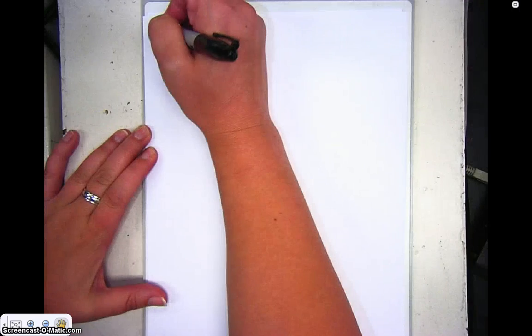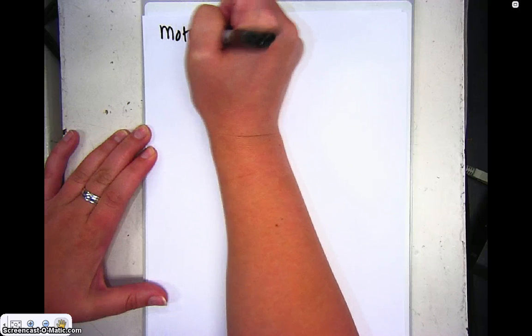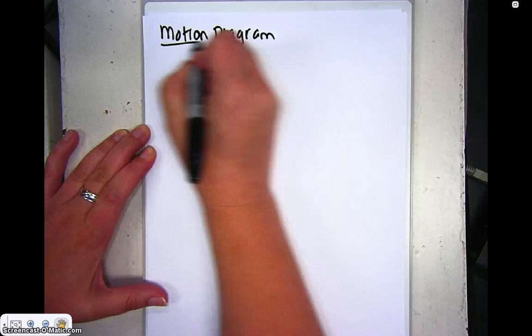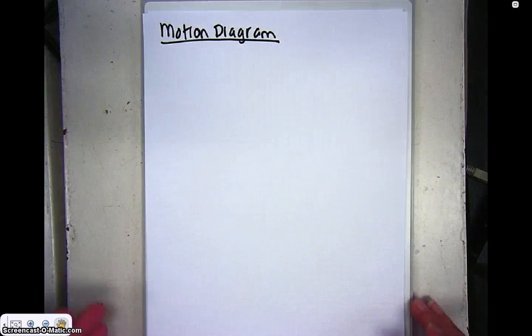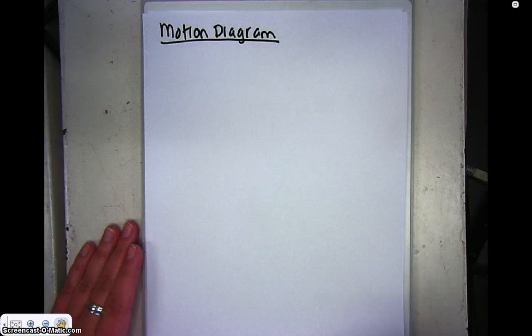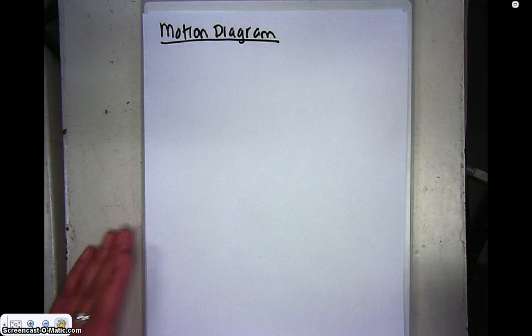So today we're going to begin our first lesson on observing motion, and we call a physical or visual representation of motion a motion diagram. A motion diagram is when we observe a motion occurring and, at some time interval, we plot the position of the object that is moving.